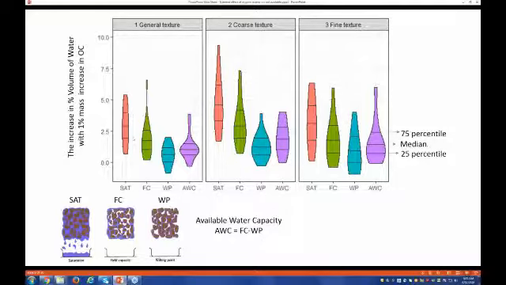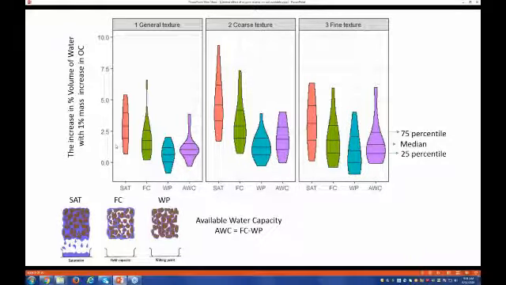So we're looking usually in between these values and the middle line. That means the median. So what we found is that, irrespective of texture, the general trend is that the increase in water content is largest at saturation, and then it decreases at field capacity, and then decreases further at wilting point. And because available water capacity is in between field capacity and wilting point, it is in between.